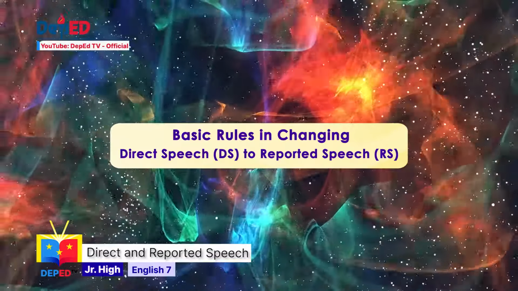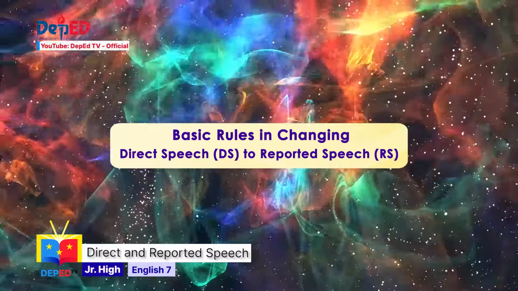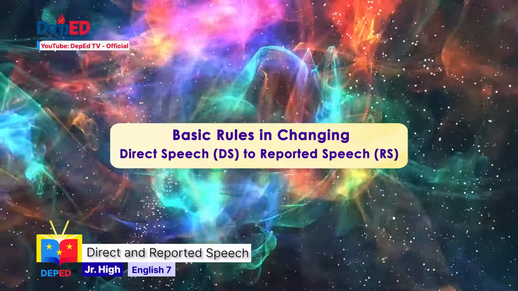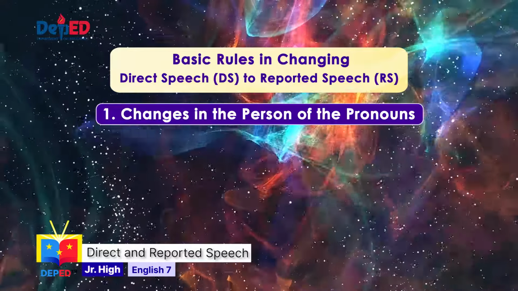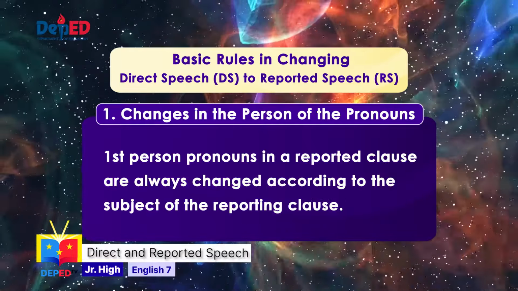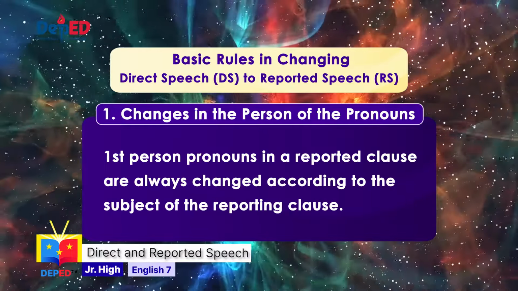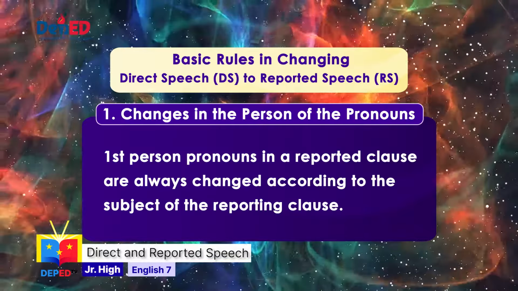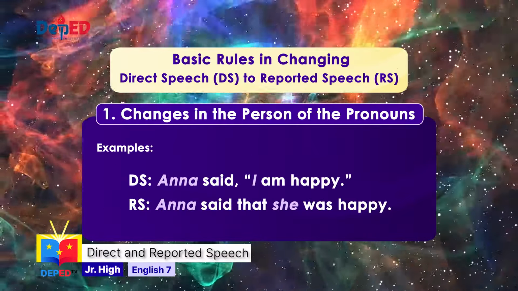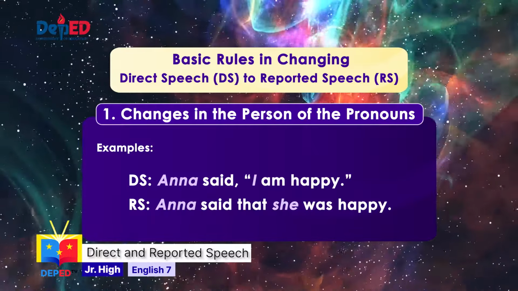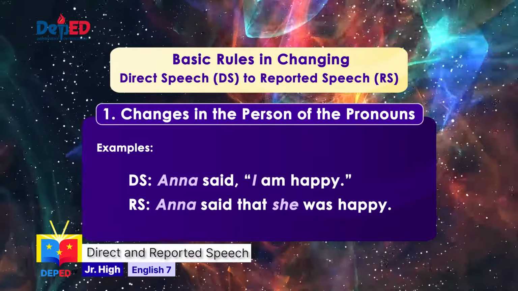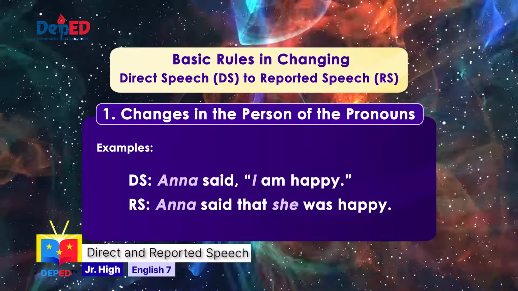Here are the basic rules in changing direct speech, DS, to reported speech, or RS. Number 1. Changes in the person of the pronouns. First-person pronouns in a reported clause are always changed according to the subject of the reporting clause. Examples: DS: Anna said, "I am happy." RS: Anna said that she was happy.